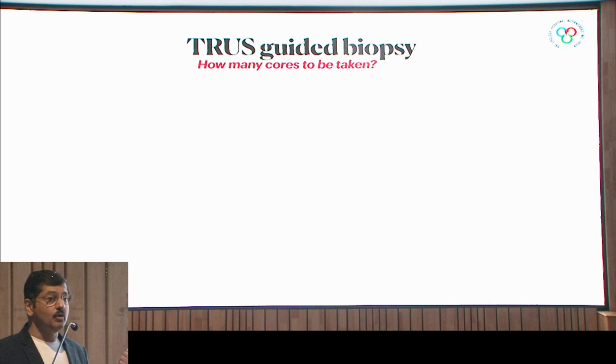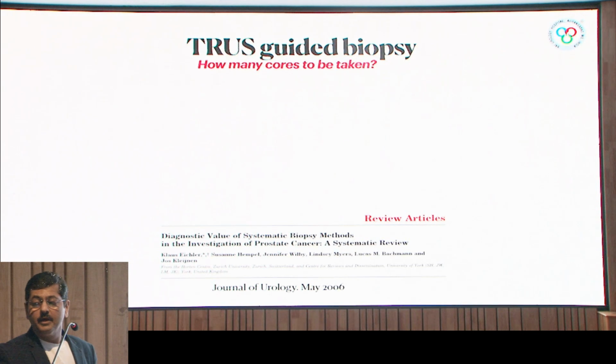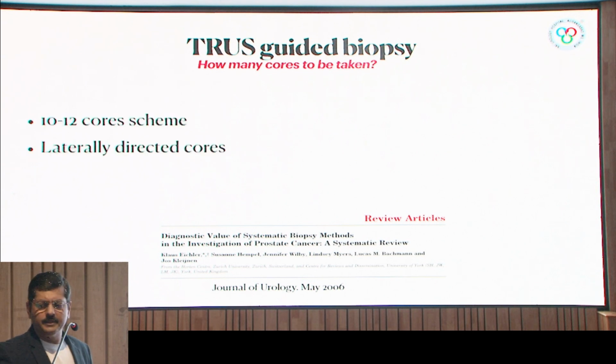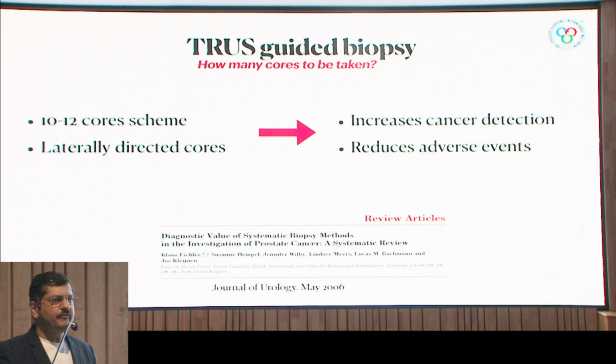Now the biggest question is how many cores? We are unhappy if you give fewer cores, and sometimes urologists expect more cores to be taken. But remember, there was a study more than 15 years back which cleared this dilemma of how many cores to be taken, and it should be a minimum of 10 cores and the ideal maximum should be a 12 core biopsy. Anything less than 10 cores is not good, and all the cores should be laterally directed. This is very important. All the cores which you take from the prostate should be laterally directed, and if you follow these two factors, it significantly increases the cancer detection rate and also reduces the adverse events.